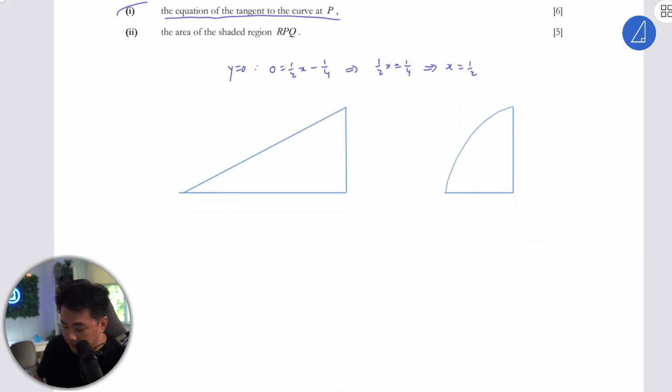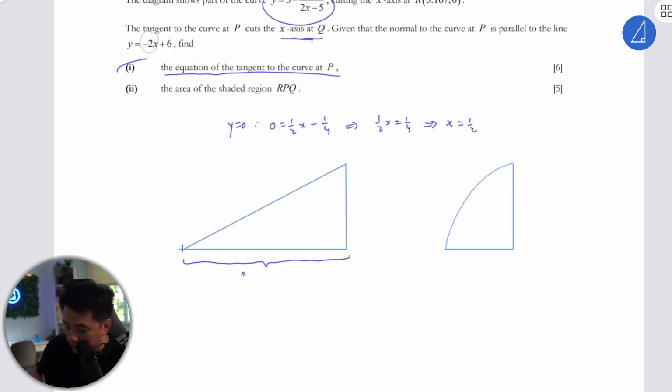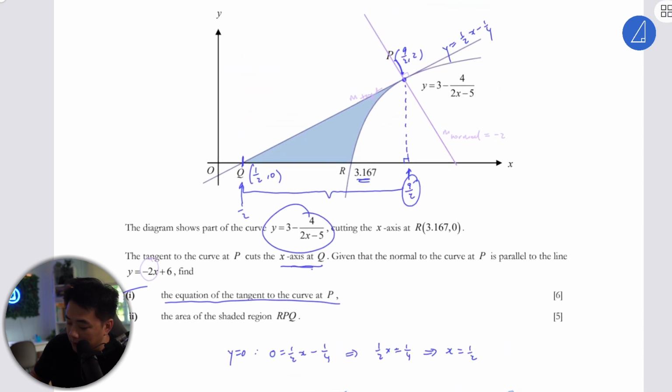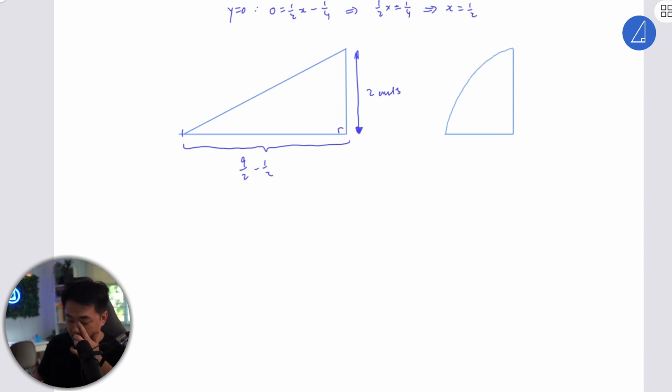So the length here will just be 9/2 minus half. Then the height here would be nothing more than that, because it's 2, right? Okay, the height here is 2 units, because this registers a 2, so this is 2 units here. Okay, that's all. So the required area is half times 9/2 minus half, which will be 4.